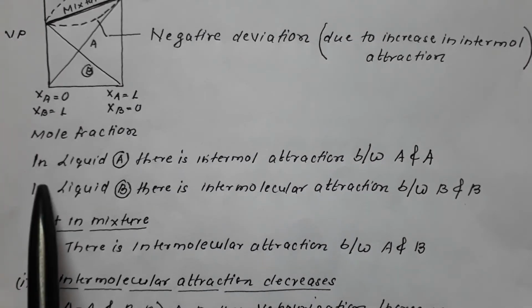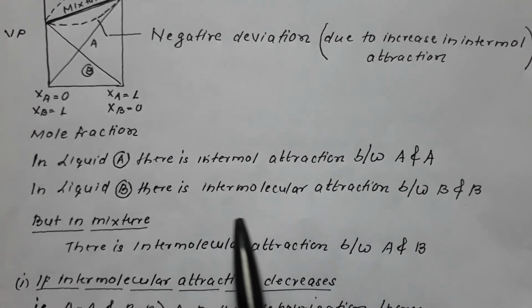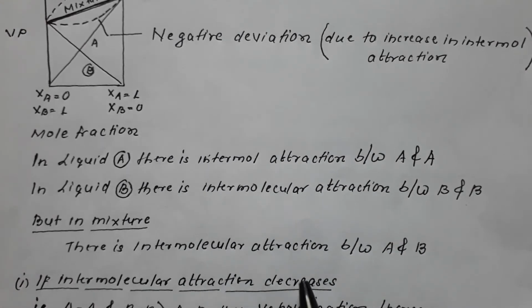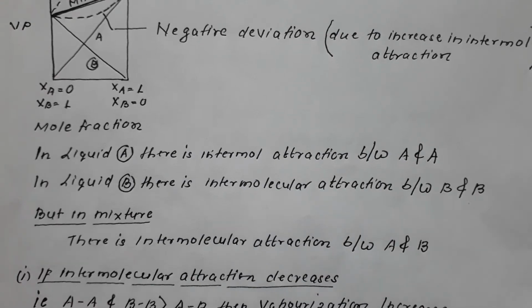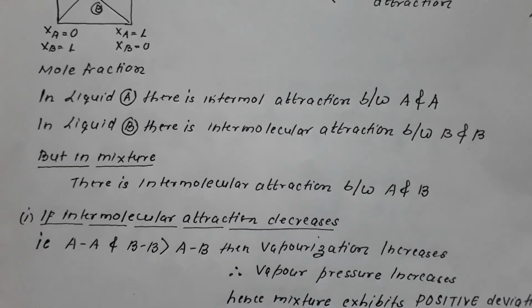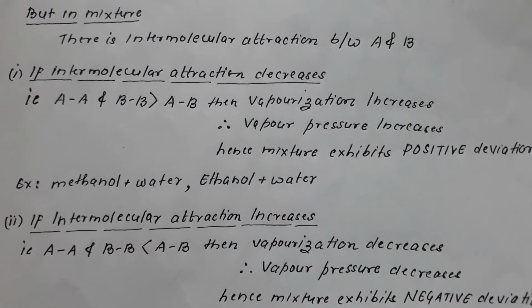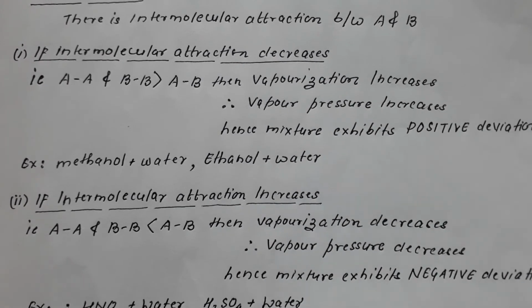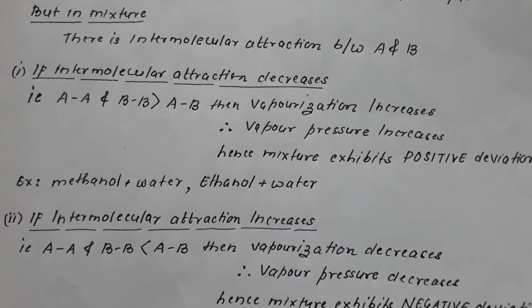So I said the intermolecular attraction between particle A and A in case of A, and between particle B and B in case of B, but in the mixture there is intermolecular attraction between A and B. Now what happens on mixing? If two components are mixed together, then what happens? So let us discuss the possibilities one by one.